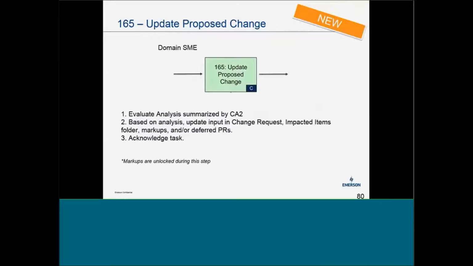There's no change here. What's new is that there's a new step for the domain SME to update the proposed change in 165. So if somebody in my impact analysis says, hey, there's this typo, or I need this implemented in this manufacturing org, or there's something else wrong here, the SME can update that change now instead of having to bring it back through rework for any major changes and bring it back through the impact analysis stage.